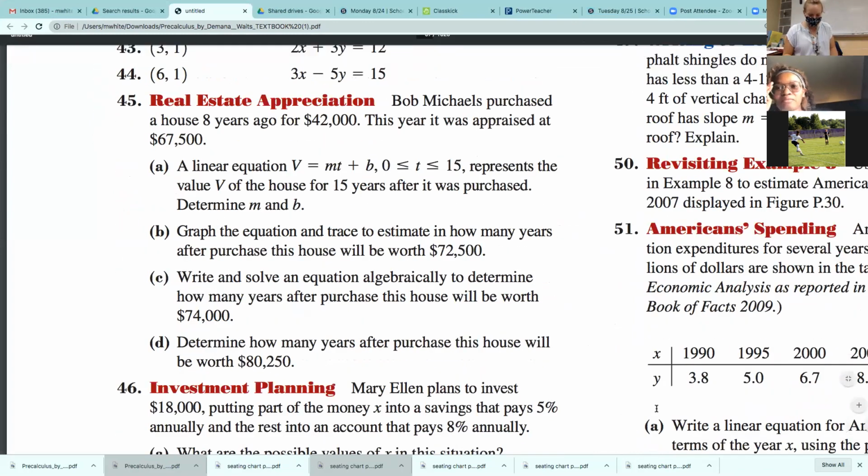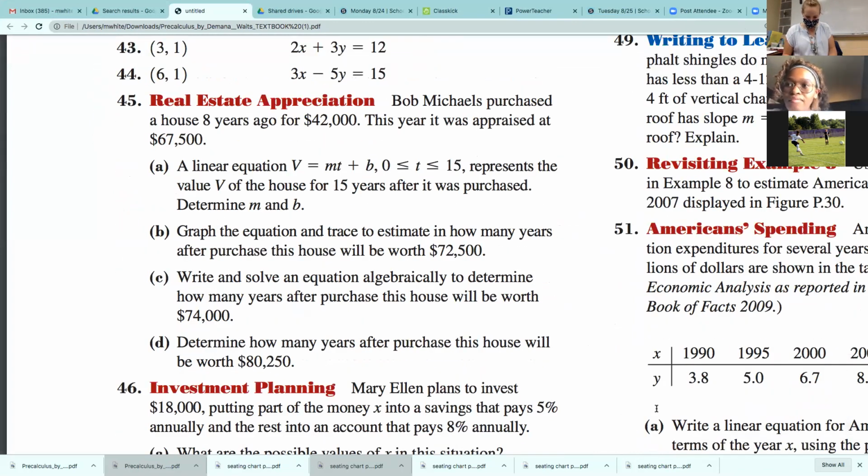Okay, so number 45, it's a real estate problem. And it says, Bob Michaels purchased a house 8 years ago for $42,000.